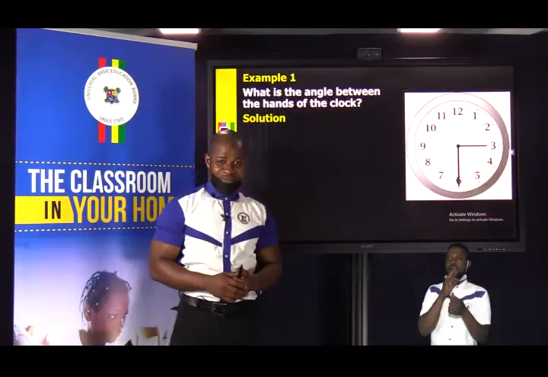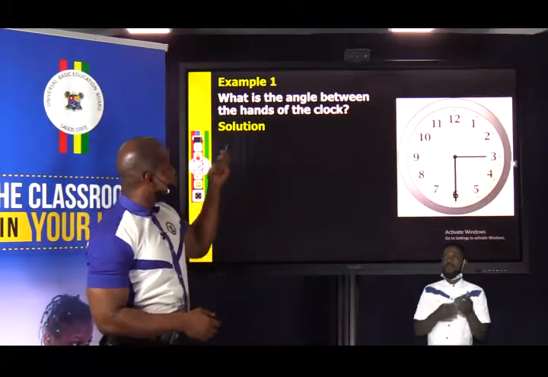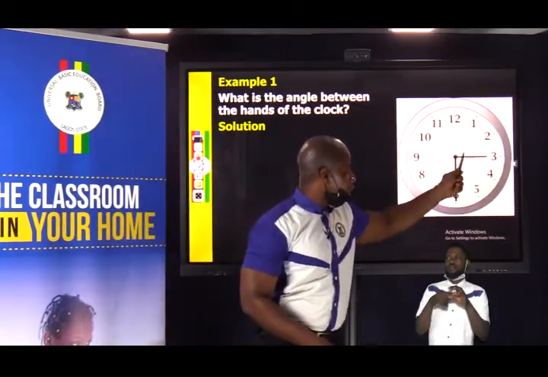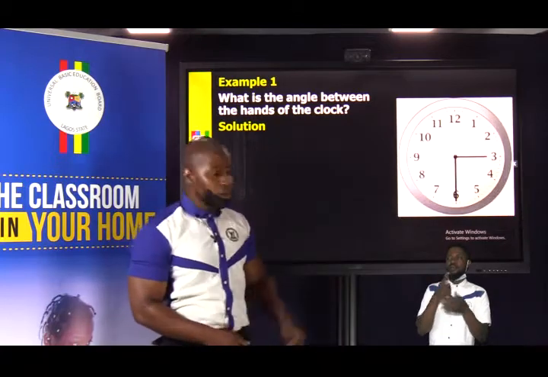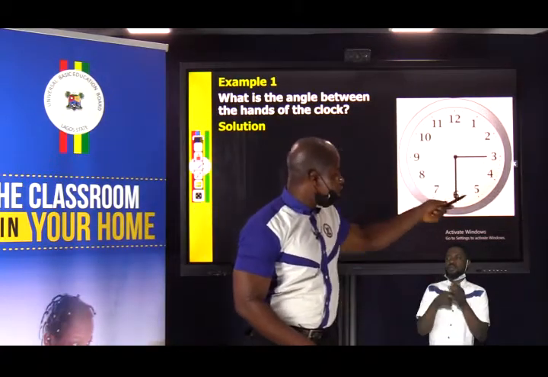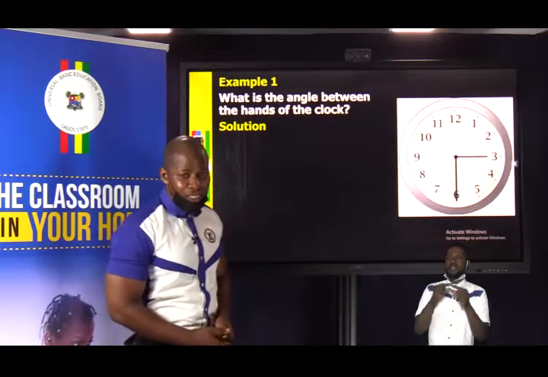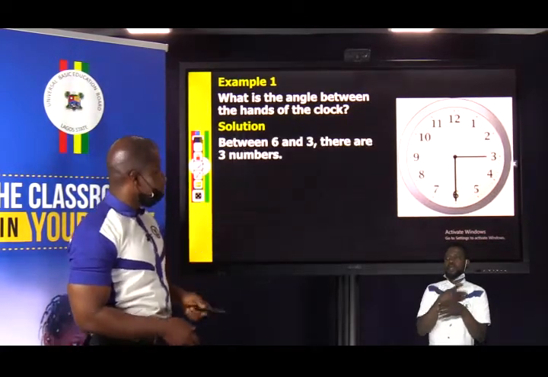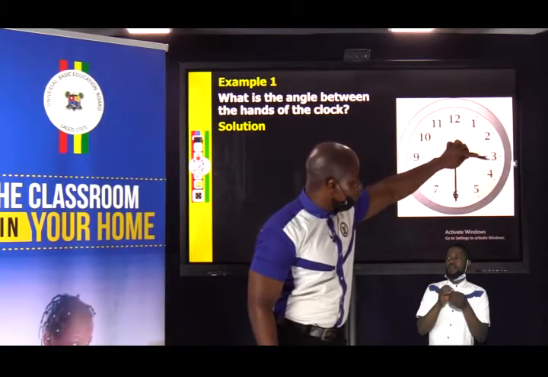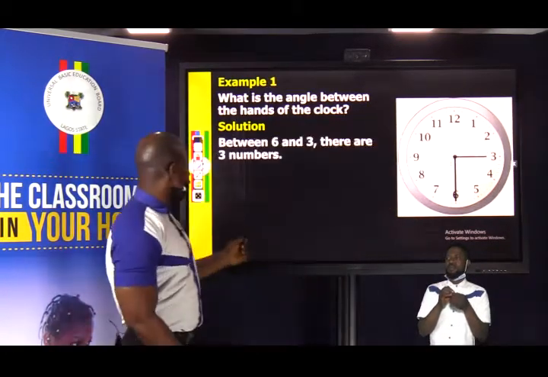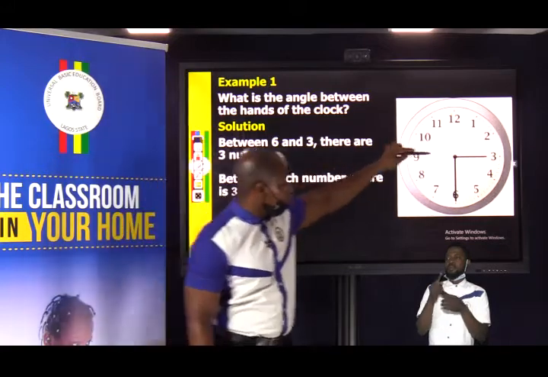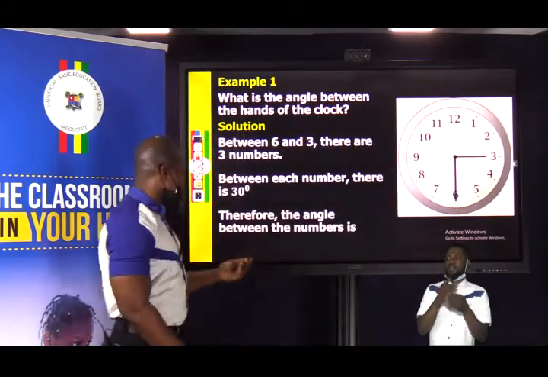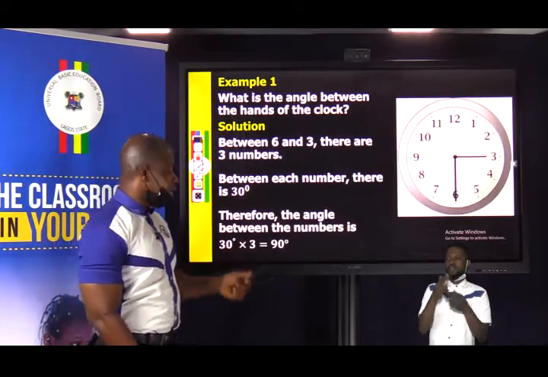Are you ready? Now, what is the angle between the hands of the clock? The hands of the clock are pointed to 3 and 6. So what is the angle? If this line moves from here down to this point, how many degrees is that? I think you already know the answer to this. But let's see, between 6 and 3, there are 3 numbers. So you have to physically count 1, 2, 3. Okay? And that means that the angle between each is 30 degrees, 30, 60, 90. So the total angle should be 3 times 30, and that is 90 degrees.